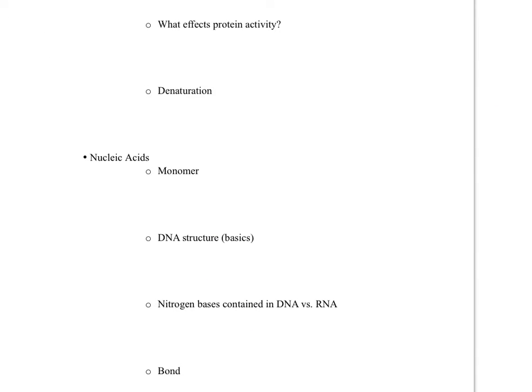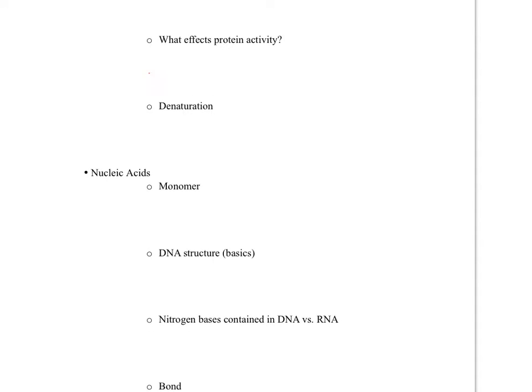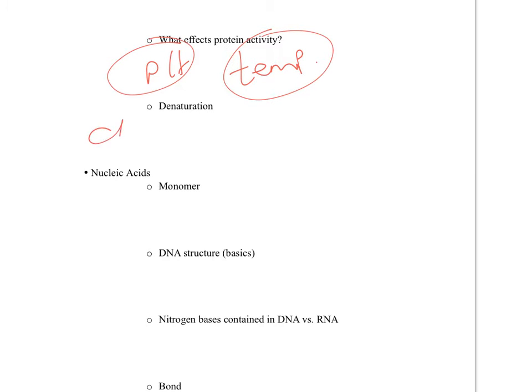All right, continuing proteins, what affects, I just realized I typed that wrong, spelled it wrong. What affects protein activity would be pH levels, and temperature would be another one. Denaturation occurs, so if you have this pH and this temperature, that's going to change the shape. And that is usually irreversible.